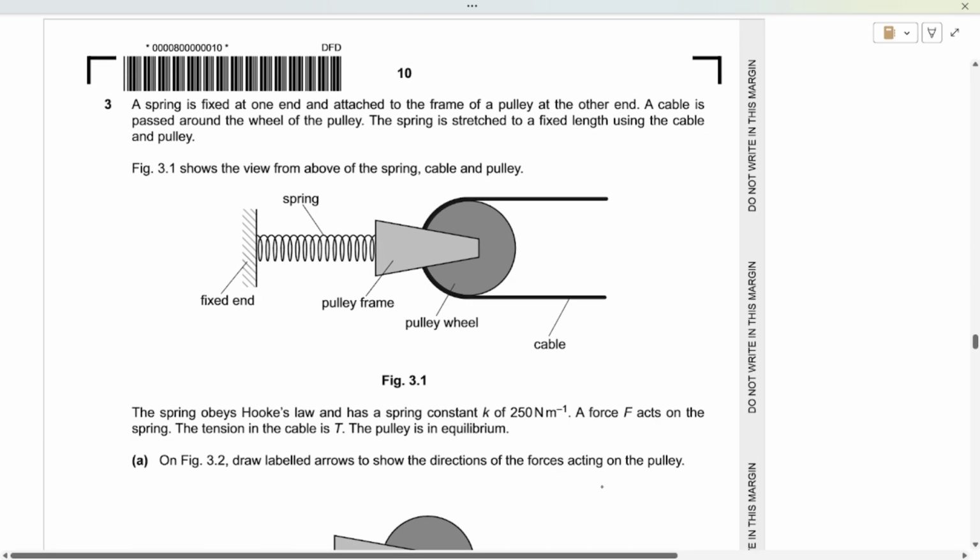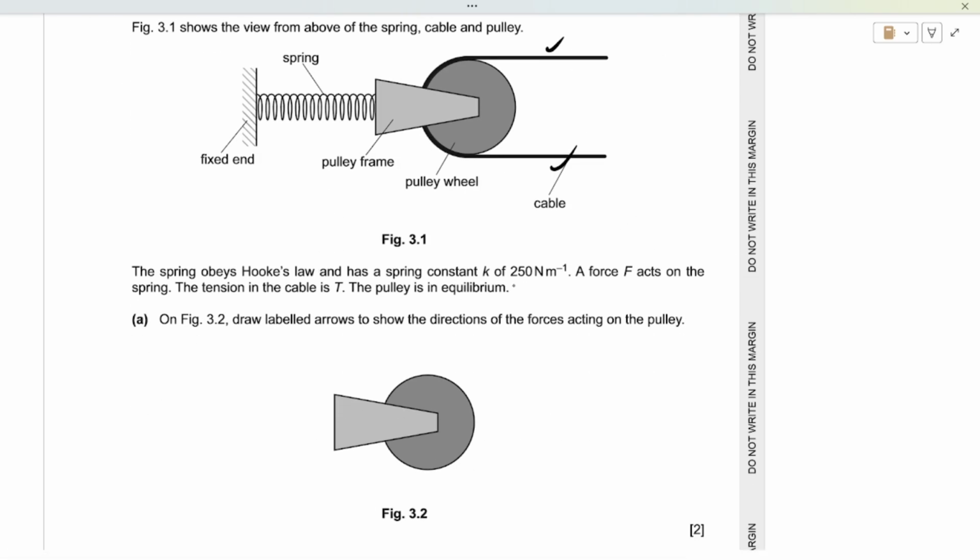A spring is fixed at one end and attached to the frame of the pulley at the other end. Definitely using the spring constant, we need to go into Hooke's formula. What they're telling is that a spring is being attached to a pulley, and we have two ropes attached to the pulley. The spring is stretched to a fixed length using the cable, and this figure is showing that the spring obeys Hooke's law with the spring constant, the K value, given. A force F acts on the spring, tension P acts on the cable, and the pulley is in equilibrium.